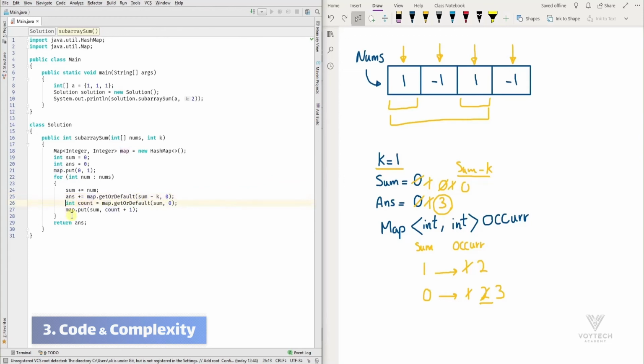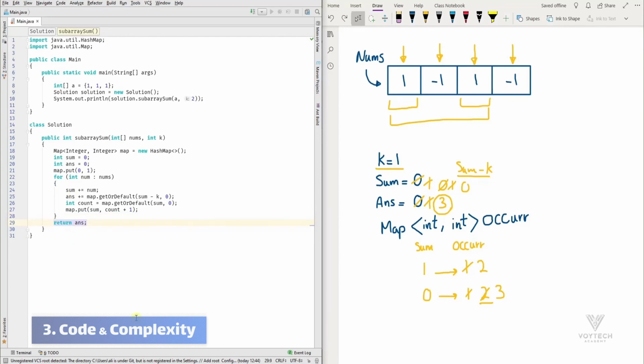And here I wanted to update the map. So I got the occurrence of each sum that we have. If there is any, we assign it to count, and if there is not, we just assign 0 to count. Then I put sum, count plus 1 into the map. This plus 1 is because we just found a new occurrence of sum, so we want to update its count. And after the for loop, I returned the final answer.